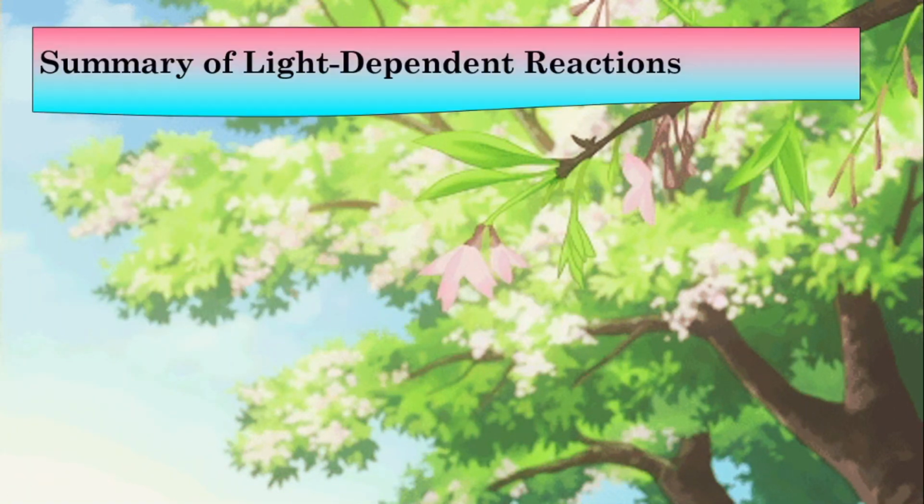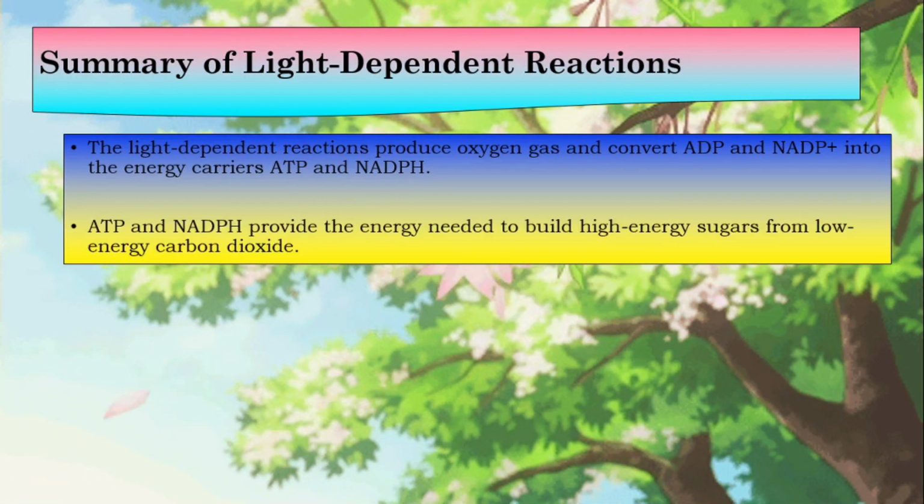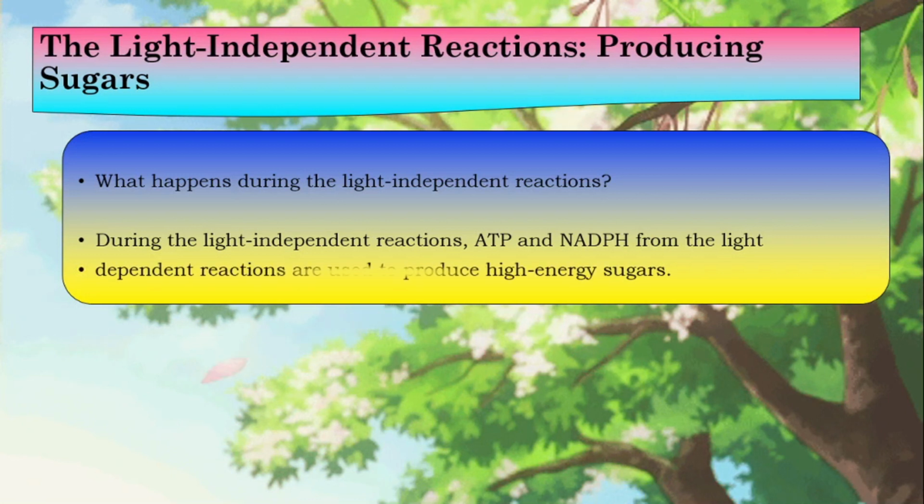Summary of the light-dependent reactions. Light-dependent reactions produce oxygen gas and convert ADP and NADP+ into the energy carriers ATP and reduced NADP. ATP and NADPH provide the energy needed to build high-energy sugars from low-energy carbon dioxide. Light-independent reactions are the production of sugar. What happens during the light-independent reactions?